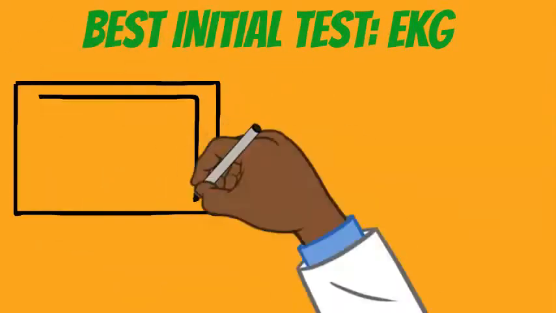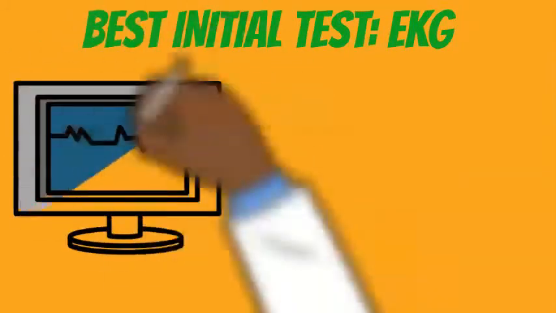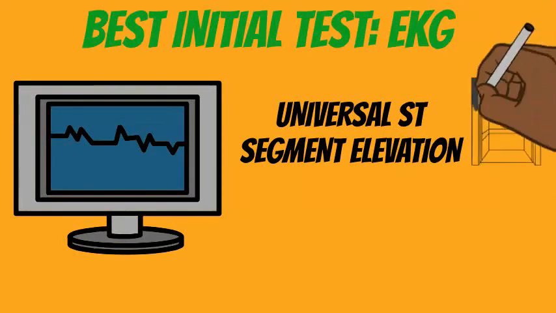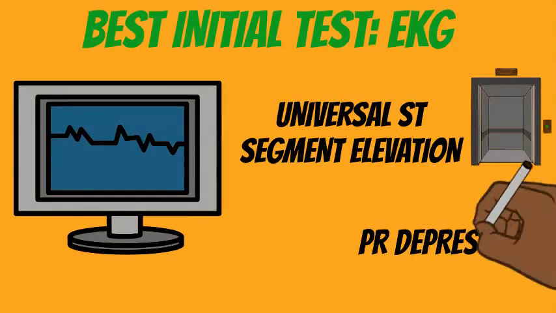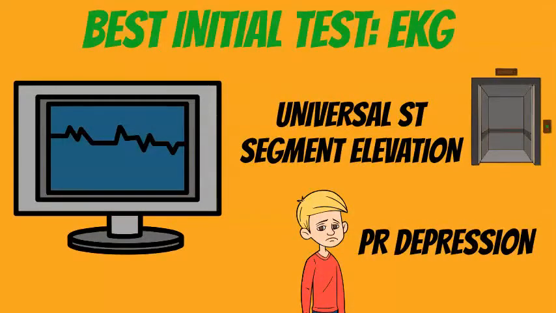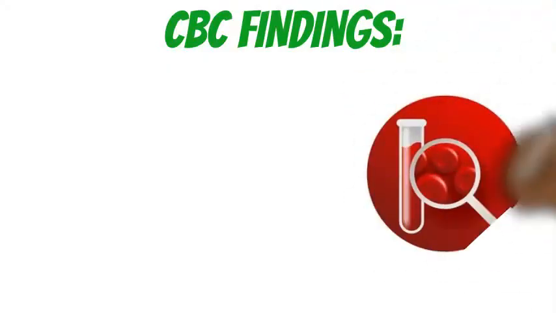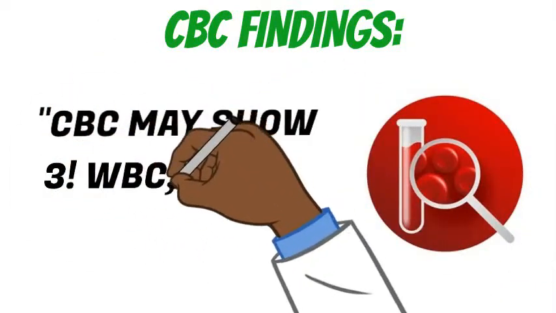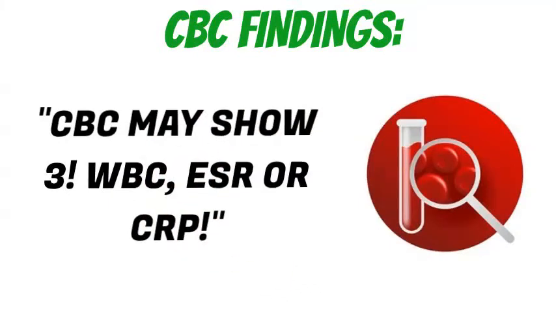The best initial test is the EKG, where you will find universal ST segment elevation, hence the picture of the elevator, and PR depression, hence the picture of the sad boy. For CBC findings, try to remember the following rhyme: CBC may show 3, WBC, ESR, or CRP. This is because all 3 may be elevated.